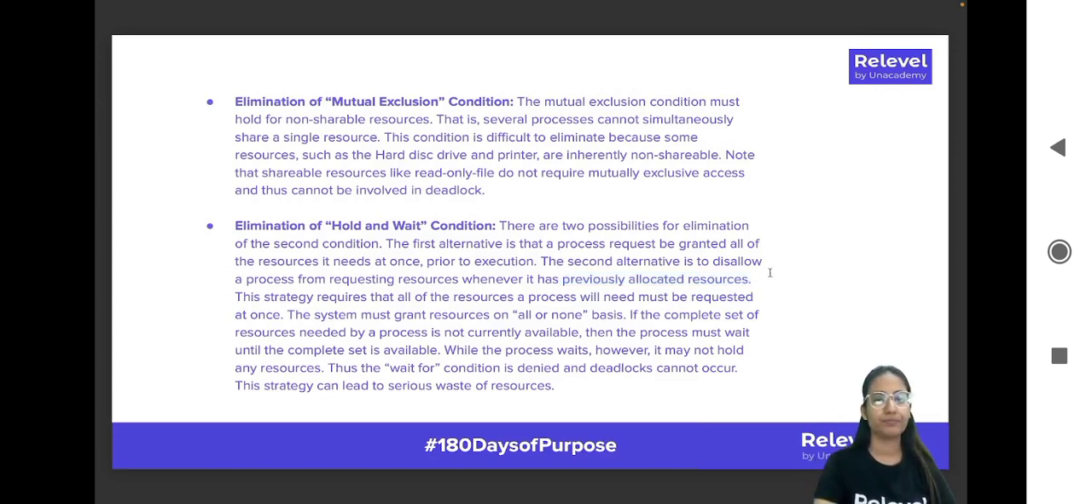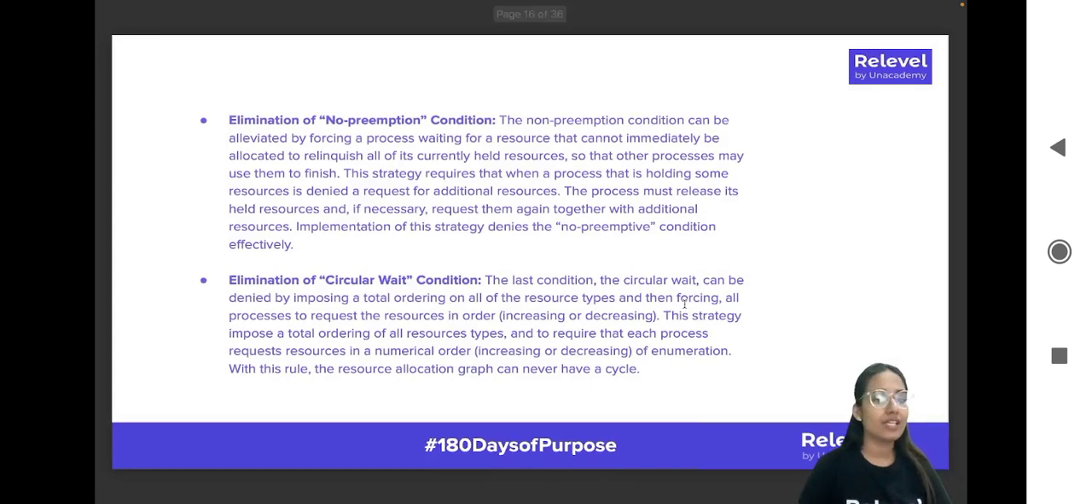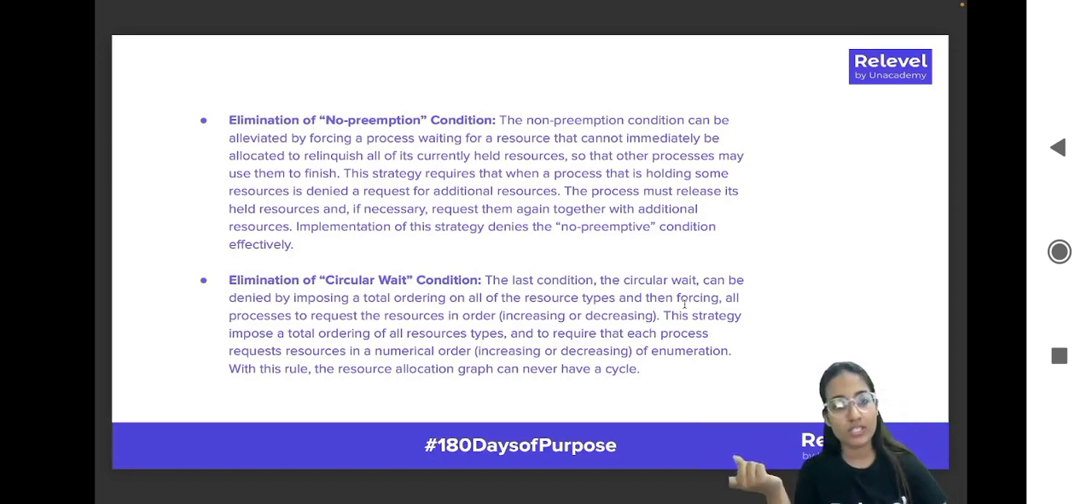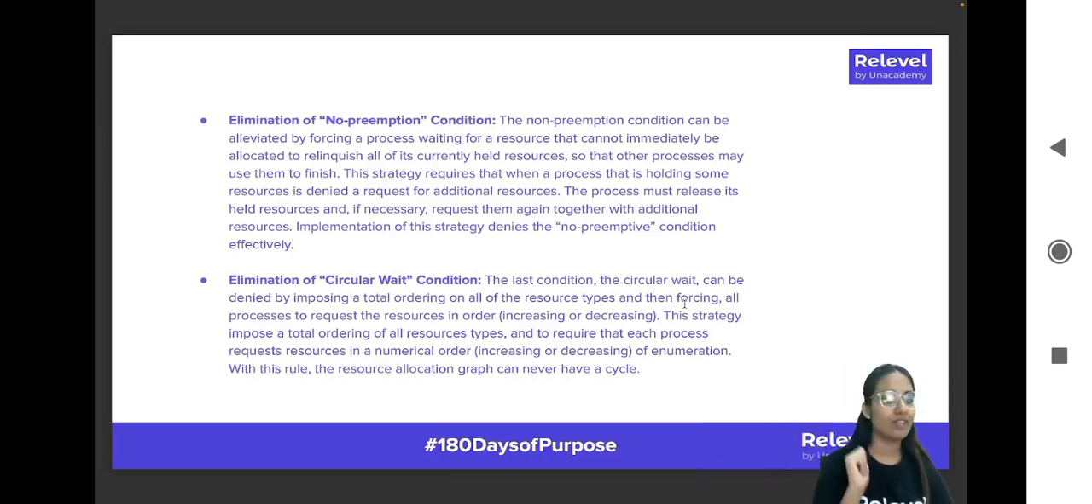Next, what we have is the elimination of the no preemption condition. The no preemption condition can be removed by forcing a process which is waiting for a resource that cannot immediately be allocated to relinquish all of its currently held resources, so that other processes may use them to finish. So there is a process which requires 5 resources, but it only got 3 right now. It still requires 2 more resources.